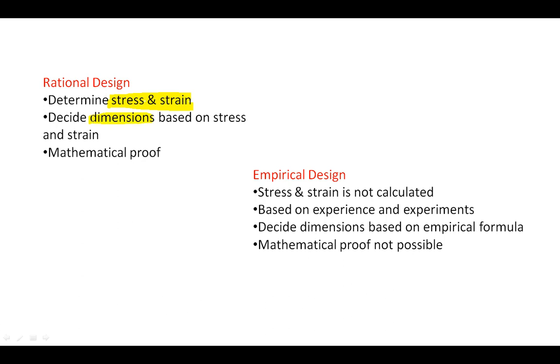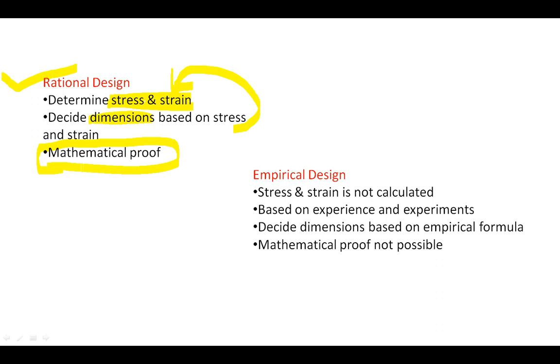What should be the dimension, what should be the diameter, what should be the length, what should be the height, the thickness? You will decide those dimensions based on your stress and strain calculations. So this is called a rational design. And this design is called rational because everything that you have calculated can be proved mathematically. Everything that you decide will be proved mathematically.